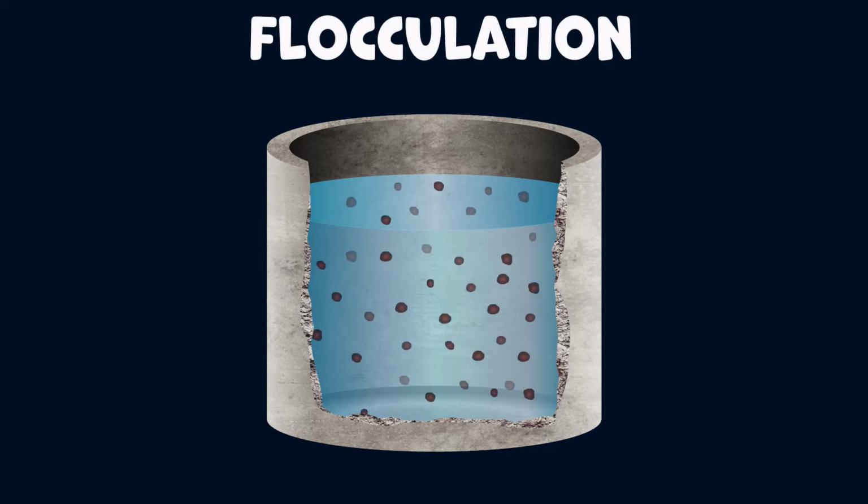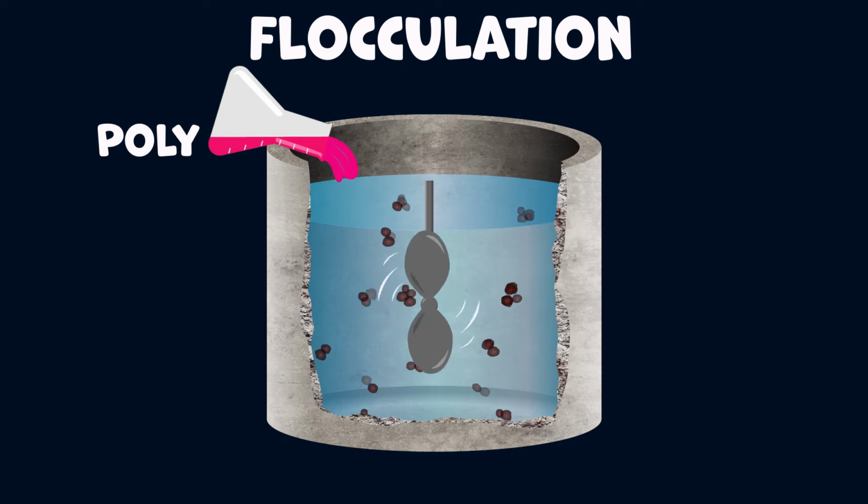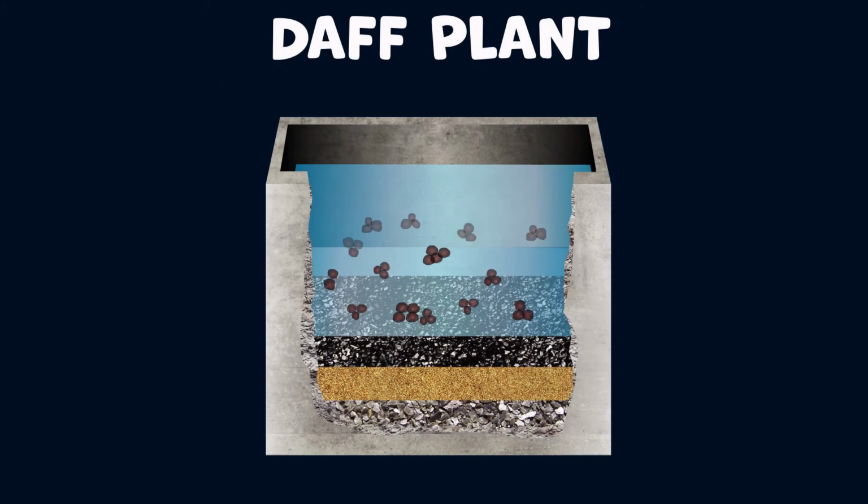Flocculation can then occur. This is the coming together of particles to form clumps, known as floc. Gentle mixing and the addition of a chemical such as polyelectrolyte encourages floc formation. The floc are larger and now much easier to remove.